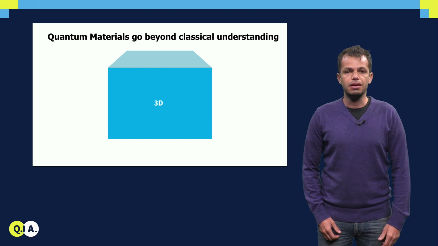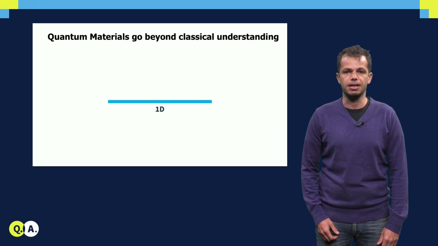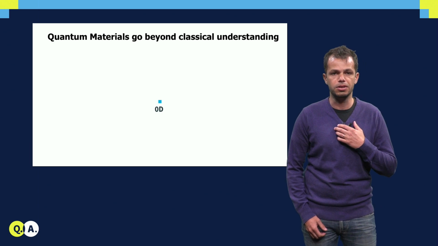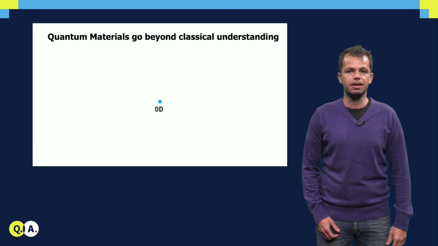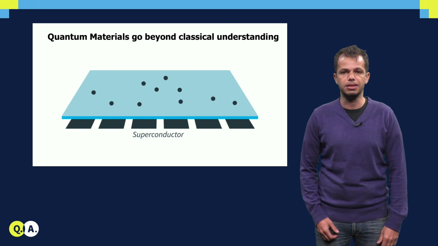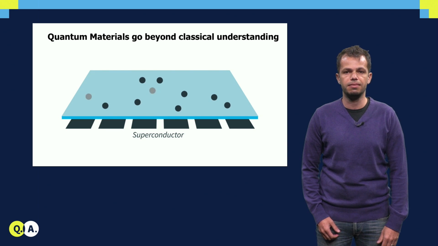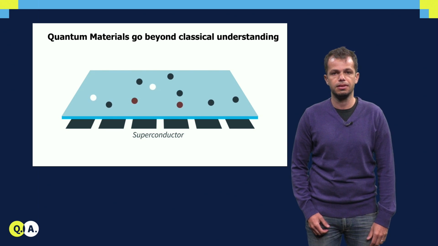For example, many quantum materials derive their properties from reduced dimensionality. Electrons trapped in 2, 1, or 0 dimensions have different characteristics than electrons in 3D. Emergence is another recurring theme across quantum materials. Phenomena emerge due to the collective behavior of original constituents.